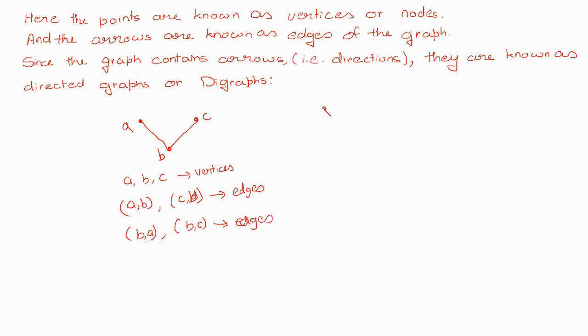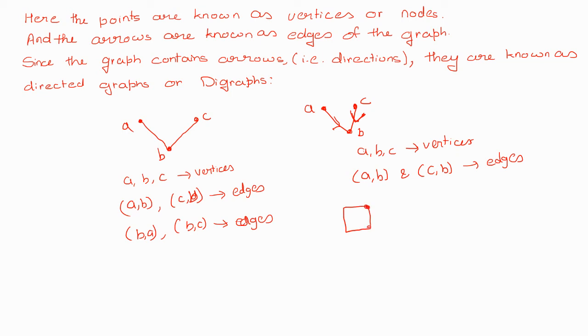Now, suppose I continue the same graph like this with A, B, and C with directions. This arrow is like this. Then again I have A, B, C as vertices, and here the direction is specified, that is, (A, B) and (C, B) are our edges. Okay, so this figure is just 3 points, but it is also a graph.